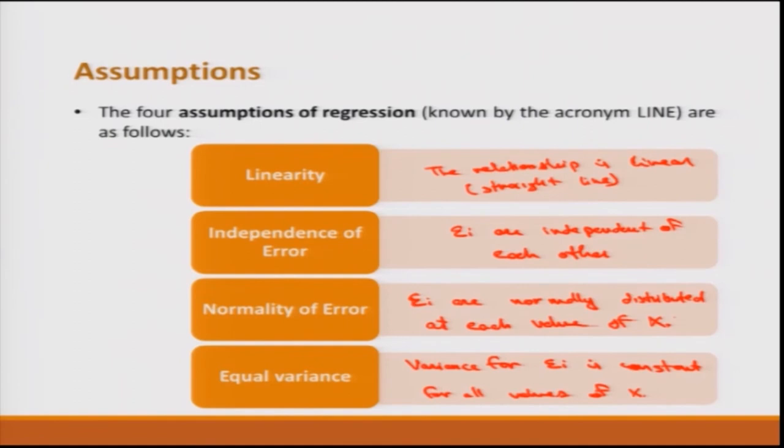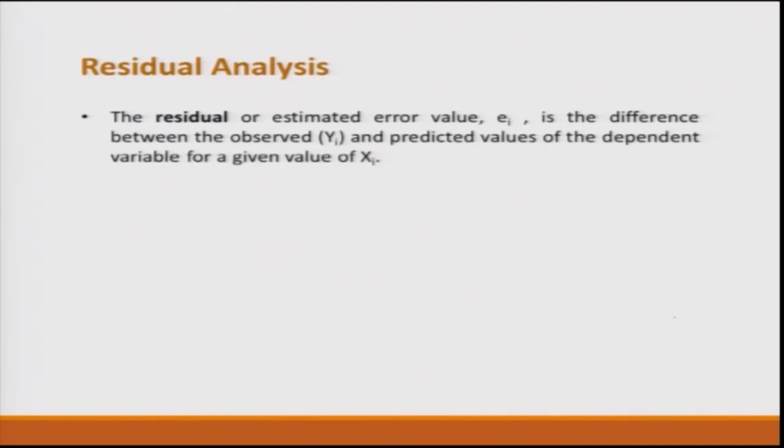So, these four assumptions, if they are met, the model is good. Now, next is residual analysis. The residual or estimated error value is the difference between the observed value and the predicted value of the variable. So, graphically, a residual appears on a scatter plot as a vertical distance between the observed value and the predicted value. Now, we have put the notation e here, it is actually epsilon i is equal to yi minus yi cap.